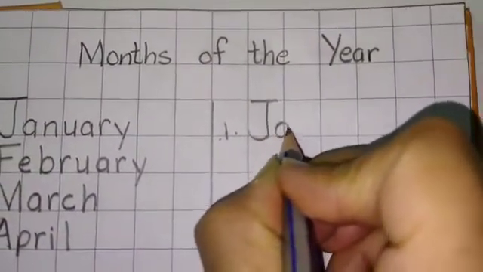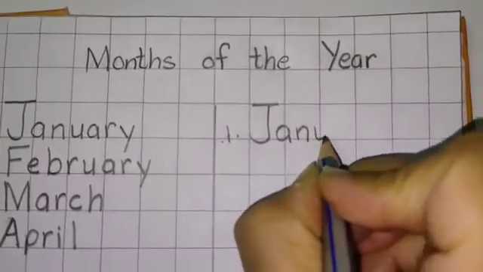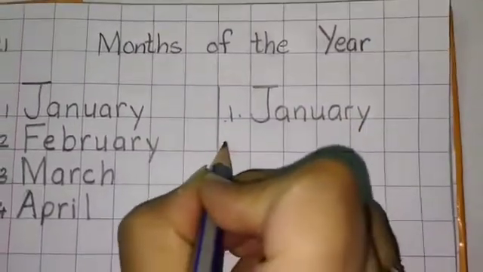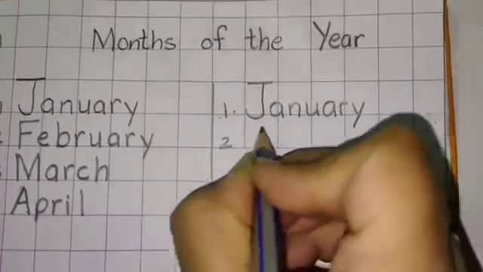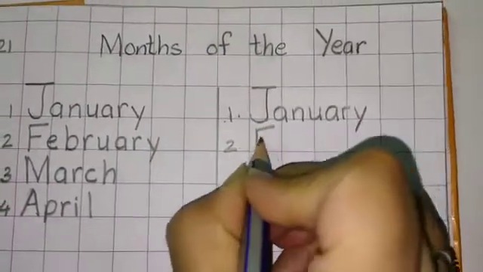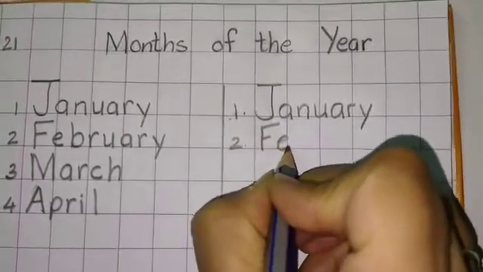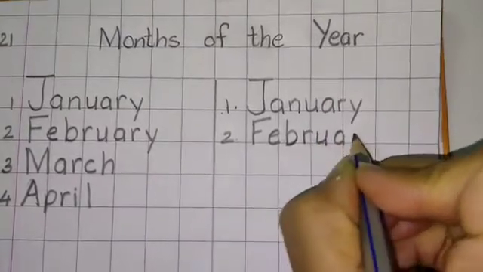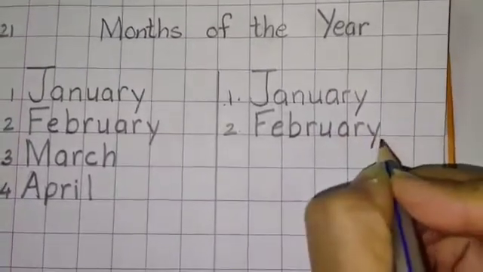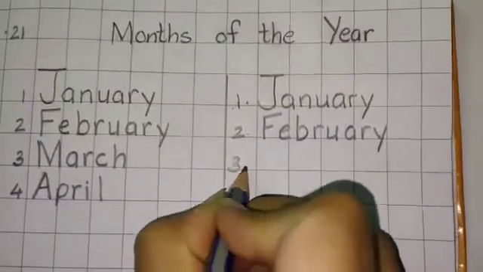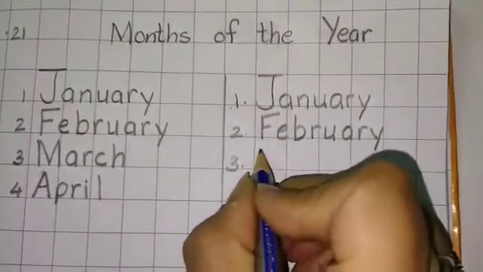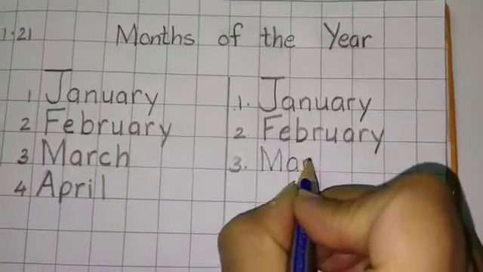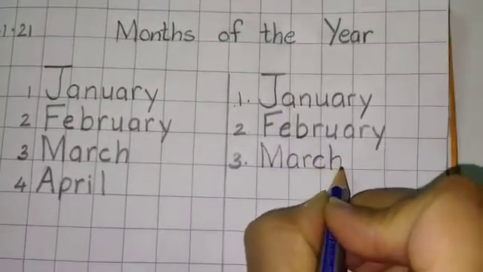January, January, January. Then you will write number 2, that is second month of the year, yes, February. Capital F E B R U A R Y, February. Then 3, third month of the year, March. Capital M A R C H, March.